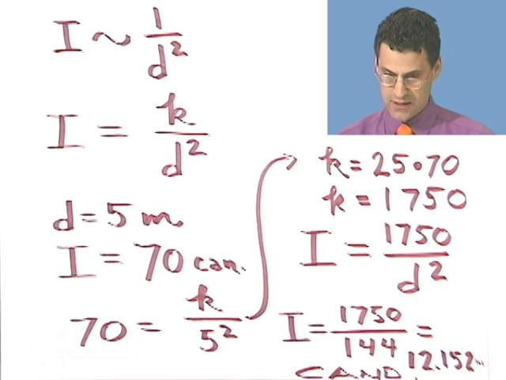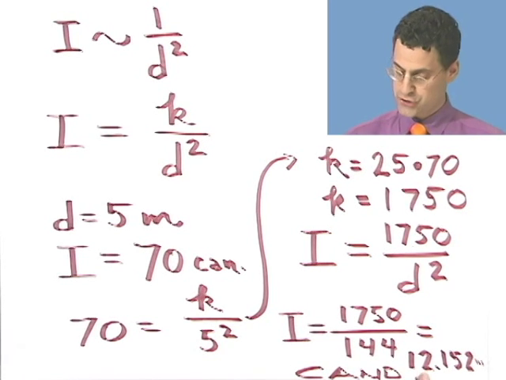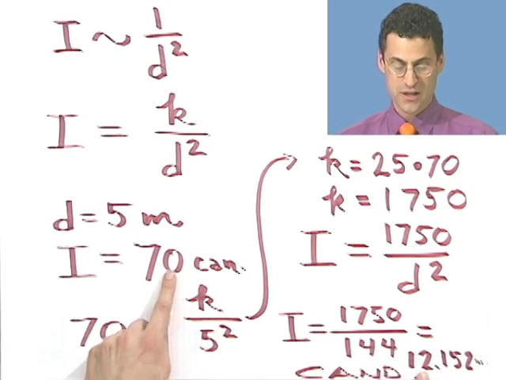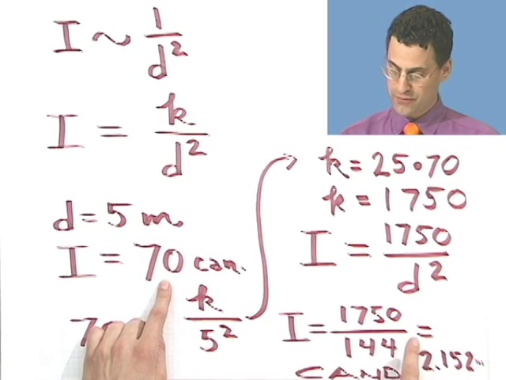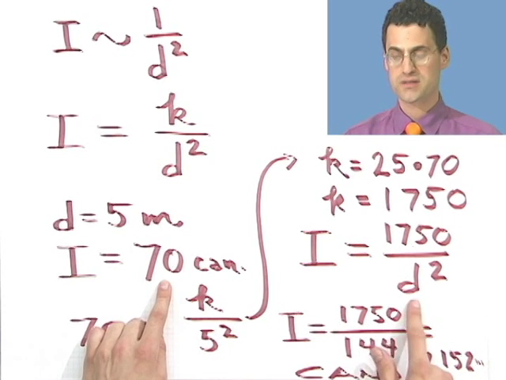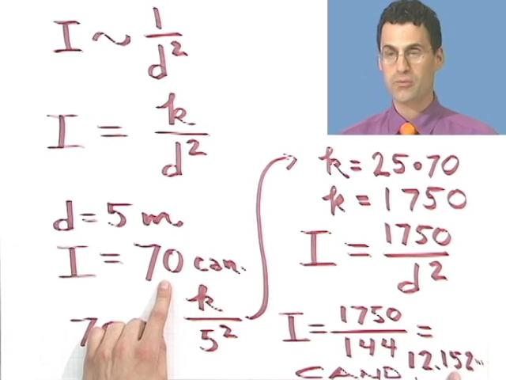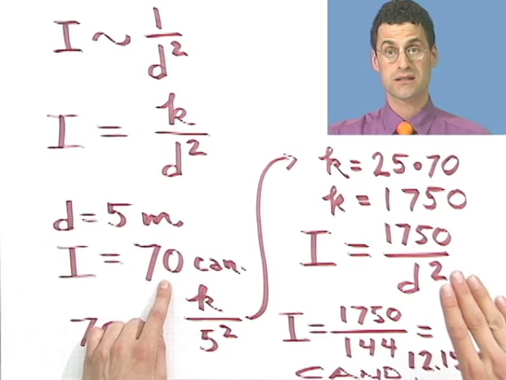You can see that it's a dramatic drop from the given information, which at 5 meters we had 70 candela, and then at 12 meters we have 12.15, a dramatic decrease in the illumination as you go further and further out. Okay, so that takes care of an inverse proportionality. In fact, this is an inverse squared proportionality, and all from lights. And this is a real-world example.